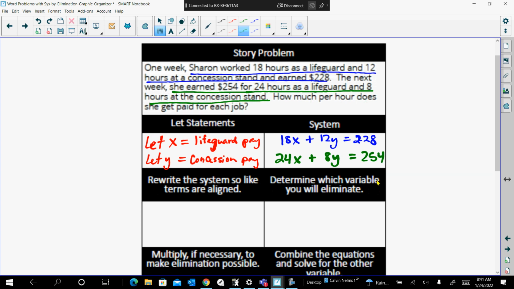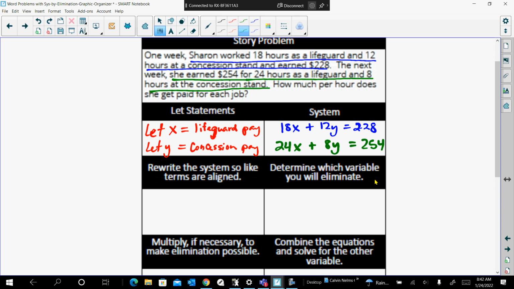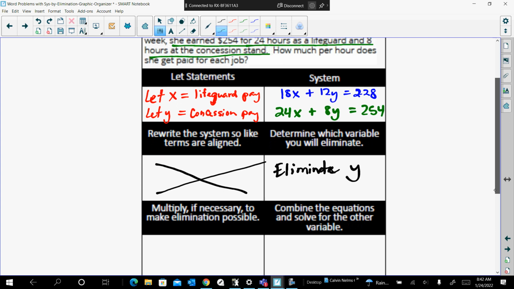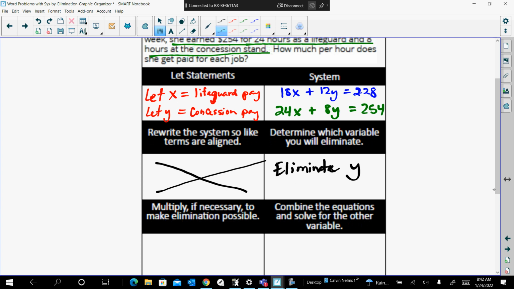Okay. All right. Do we need to rewrite the system so the terms are aligned? No, they're already aligned up. Do we need to determine the variable we could eliminate? Yeah, which one should we try to eliminate? Okay. We okay with the y? Start with the smallest one, yeah? Okay, so we're going to eliminate y. Multiply if necessary to make elimination possible. Are we going to need to multiply? Okay, what are we going to need to multiply by?